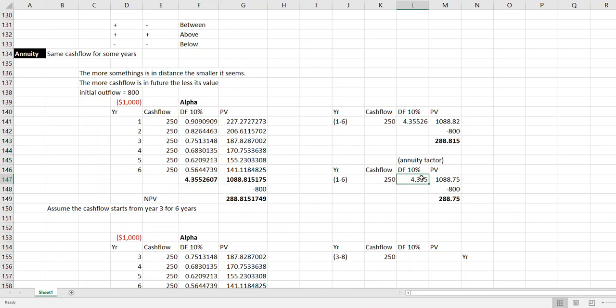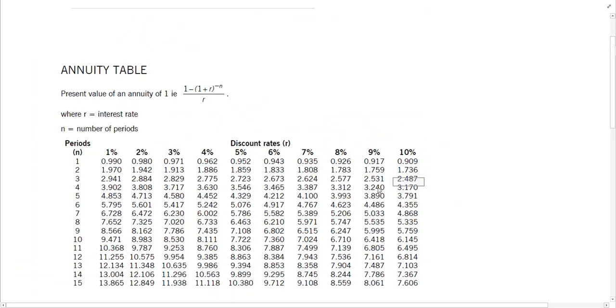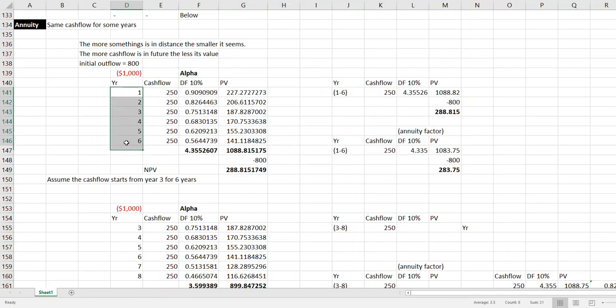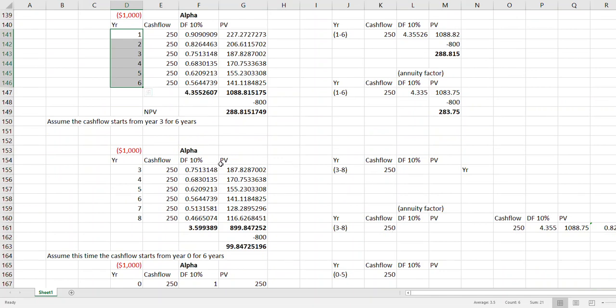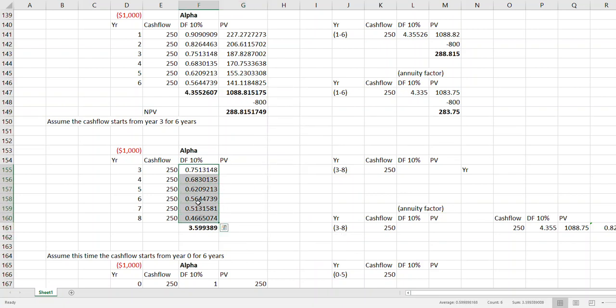So if I take it from the table and I put it here, I will have the same calculation. The difference is because of rounding off. Simple as that. So when you have the same cash flow every year, instead of doing the calculation every year, just go to the annuity table, take the discount factor for the year and multiply by that. Now the problem is created when the cash flow doesn't start from year 1. Let's say the same cash flow starts from year 3. So the discount factors will be different.